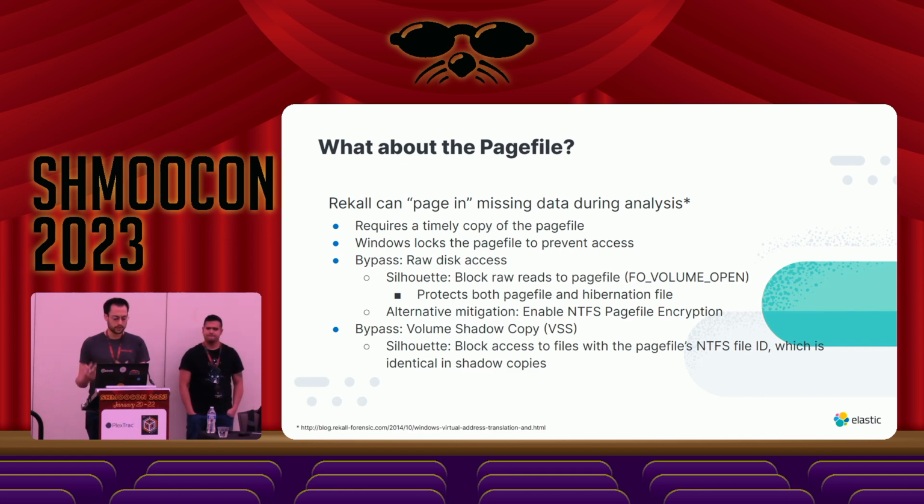Another bypass involves creating a volume shadow copy snapshot, and because the OS does not lock pagefile.sys within these shadow copies, that protection I talked about before does not apply to the page file version in these shadow copies. Silhouette can also detect and block these types of access because the NTFS file ID in these shadow copies for pagefile.sys is exactly the same as the file ID for the original pagefile.sys.